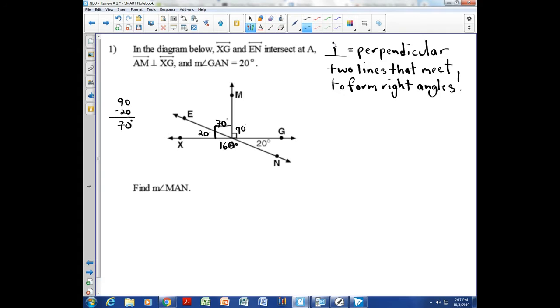Another important part of this problem is being able to read the angle that they're asking for. It says find the measure of angle MAN. So I could outline M to A to N, which means that we're trying to find this whole entire angle over here. We have to remember that an angle is the sum of its parts, and the two parts of that angle are a 90-degree and a 20-degree angle. So 90 plus 20 is 110. So the measure of angle MAN is equal to 110 degrees.